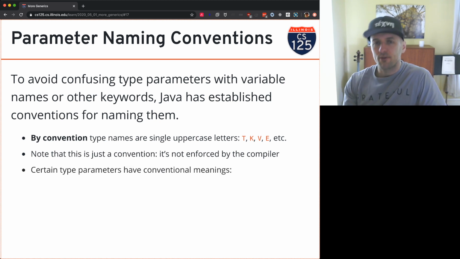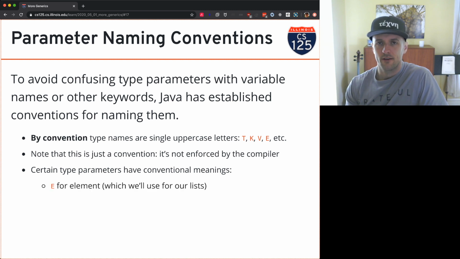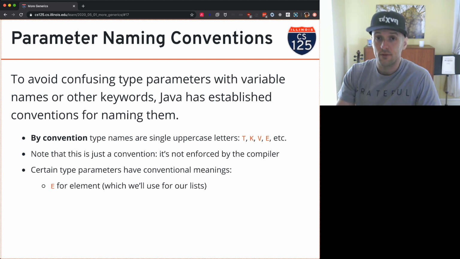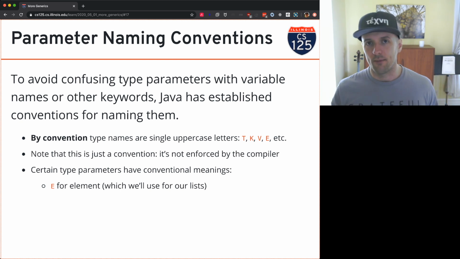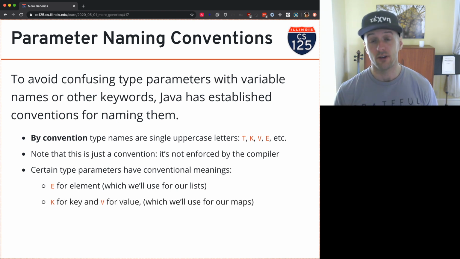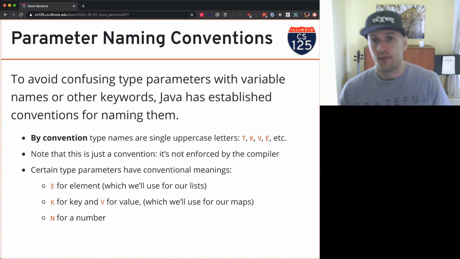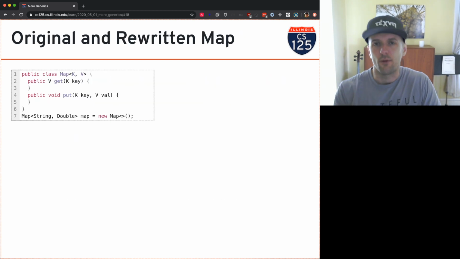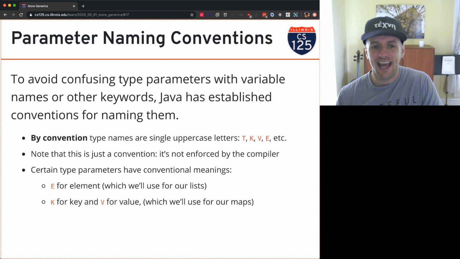There are certain type parameters that have kind of conventional meanings. So when you create a list class, E is taken to stand for element. So it's used for collections that store one type of object, like a list that puts things in order. So we use E. K and V are for key and value. These are good for mapping collections, like maps that store a mapping from keys to values. N is for number. There's a few others, right? But E, K, and V, you can go a long way with just those.